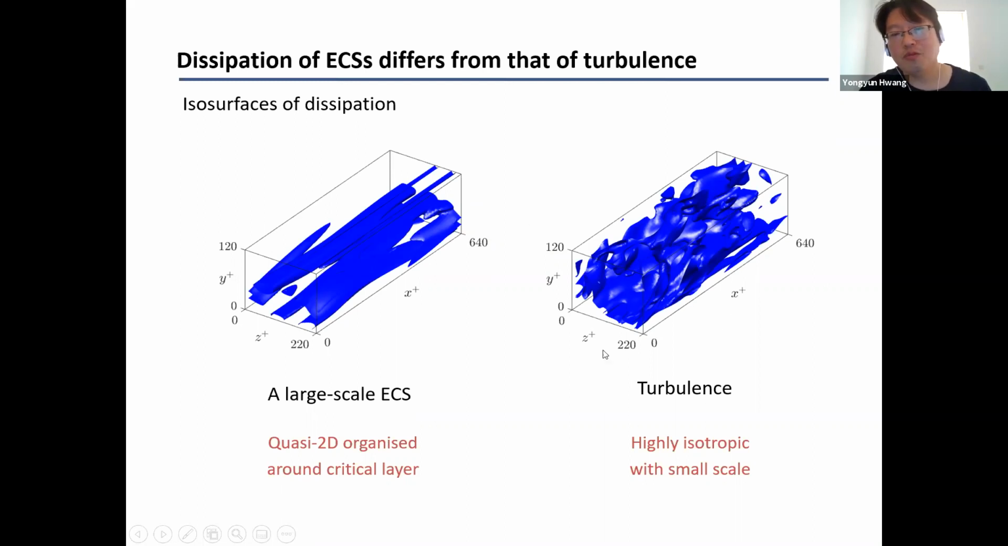On the other hand, in the turbulent state, the dissipation is highly isotropic, even at this relatively small degree of freedom system. And you see there are lots of structures that are more or less isotropic like this, with a lot more small structures.